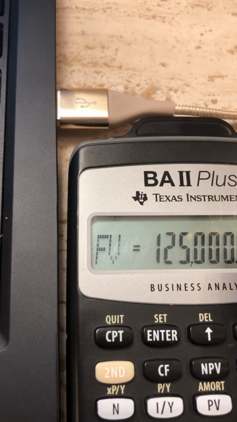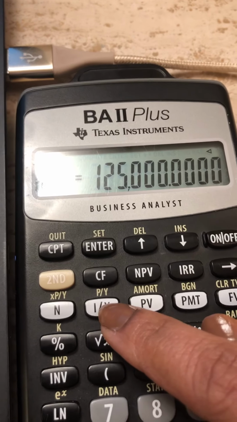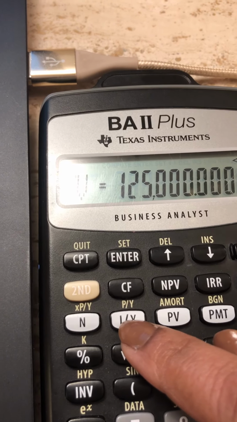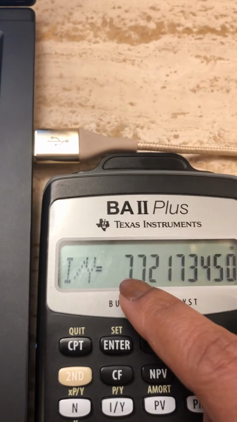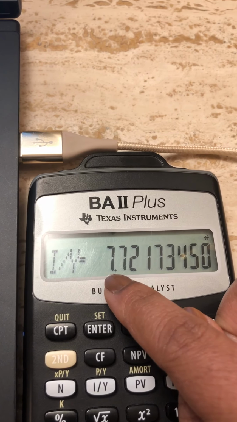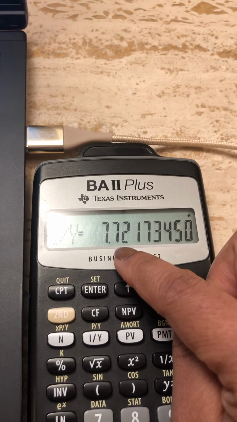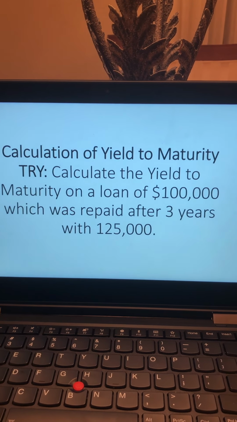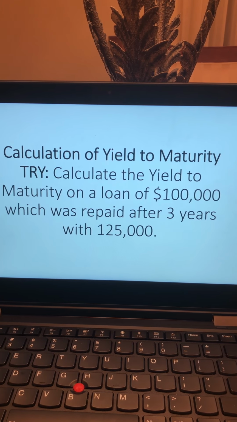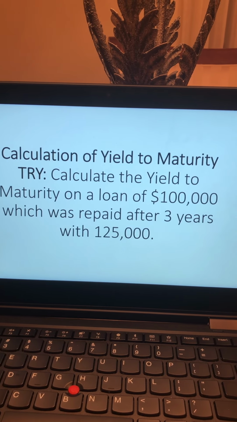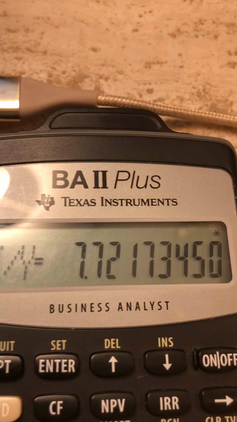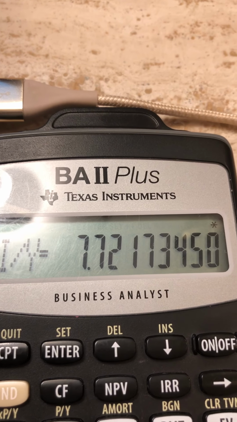I need to next compute the I/Y, or the yield to maturity. Therefore, I say compute I/Y, giving me a yield to maturity of 7.72. Therefore, the yield to maturity on a loan of $100,000, which was repaid after 3 years with $125,000, is 7.7217%.